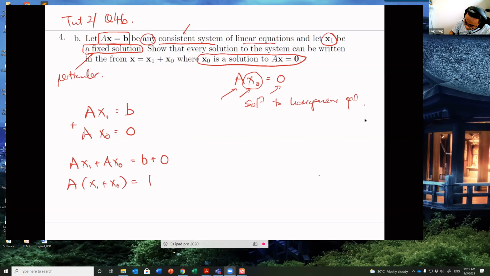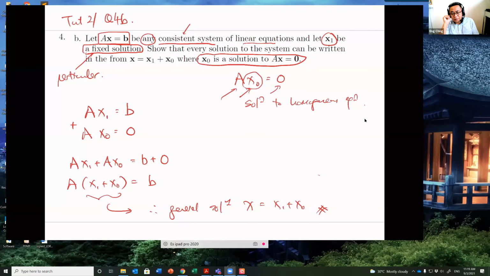B plus 0 is still B. Therefore, the general solution is x equals x1 plus x0. So this is a very strange thing. You think that for every equation, I will only find one solution, but that's not true.